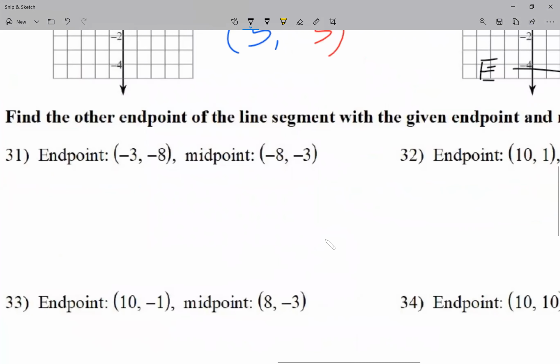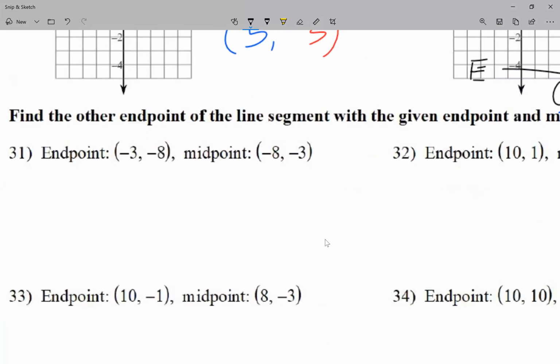Here, question number 31, I only have one endpoint. Let me say the other endpoint, because I don't know what it is, let me just call it x, y. That's basically what I'm looking for. It says find the other endpoint, so I'm going to find the coordinates of my other endpoint. Right now, I just know them as x and y.